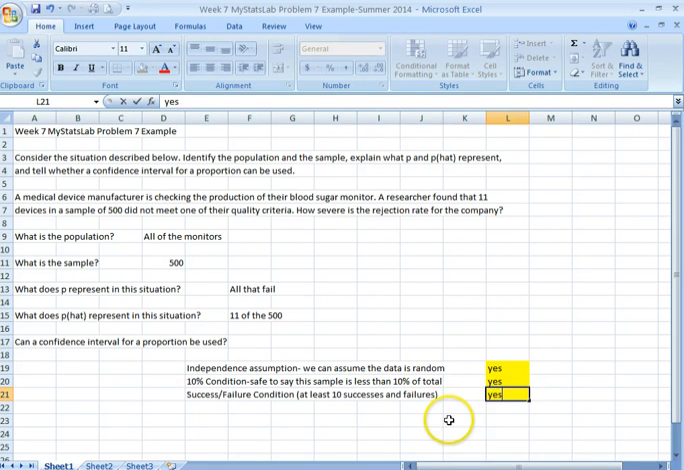So in this case, all our conditions are met, and we can say that yes, a confidence interval for the proportion can be used.